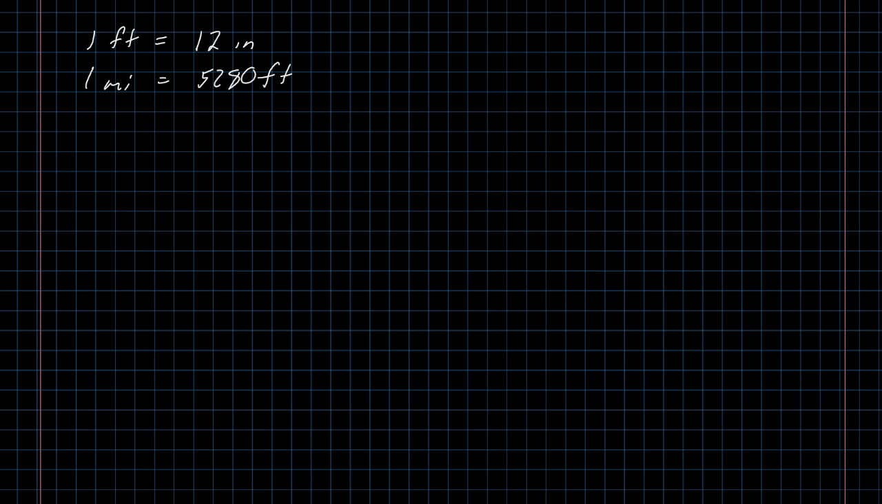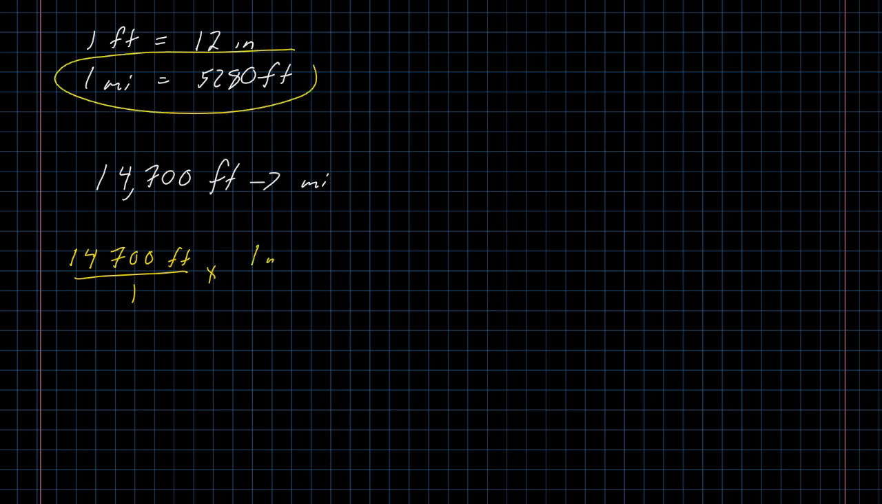So when I want to do a conversion, maybe I have measured something 14,700 feet, and I want to write that in miles. Well, the way that I tend to write out conversion factors, I'll take that 14,700 feet, I'll put it over 1, and then I'm going to multiply it by a fraction. I'm going to arrange 1 mile in the numerator and 5,280 feet in the denominator.